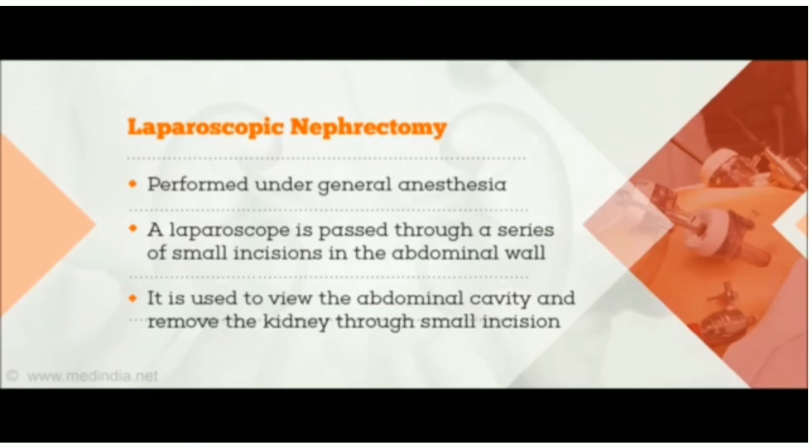Laparoscopic nephrectomy is performed under general anesthesia. A laparoscope is passed through a series of small incisions in the abdominal wall. It is used to view the abdominal cavity and remove the kidney through small incisions.